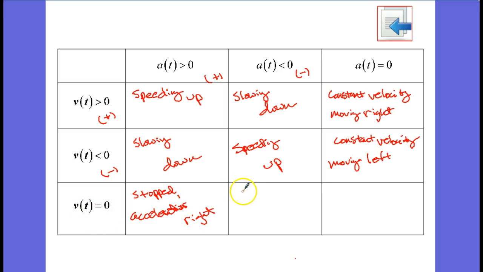But let's take a look at this situation here. Velocity is 0, meaning the particle is stopped. And a negative acceleration means that the acceleration is acting in the left direction. And finally, if the velocity and acceleration are both equal to 0, the particle is stopped and there is no acceleration.